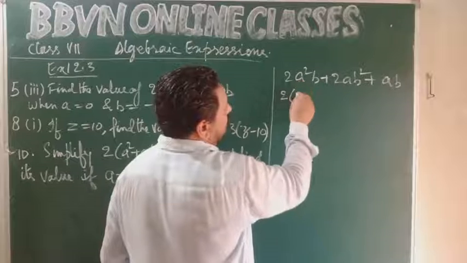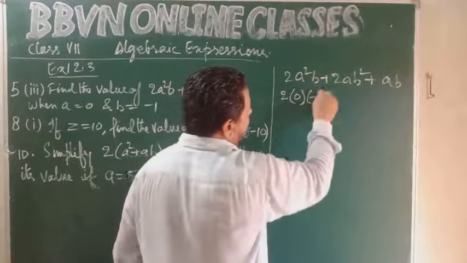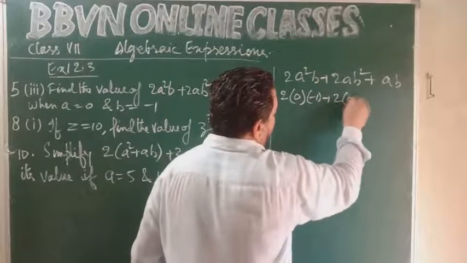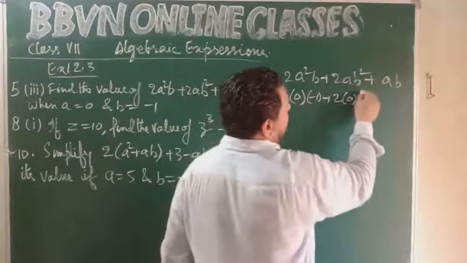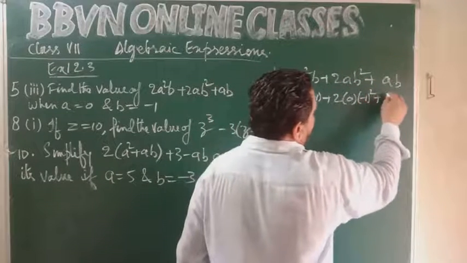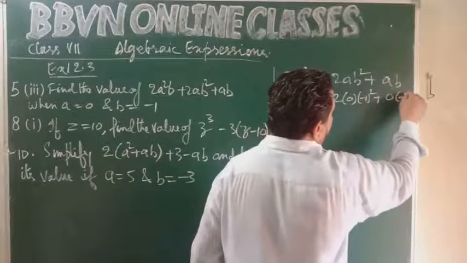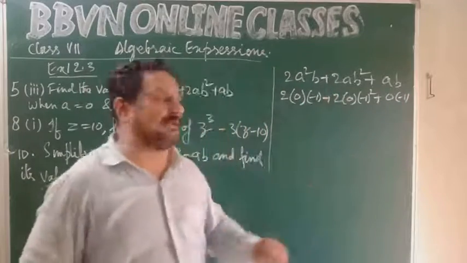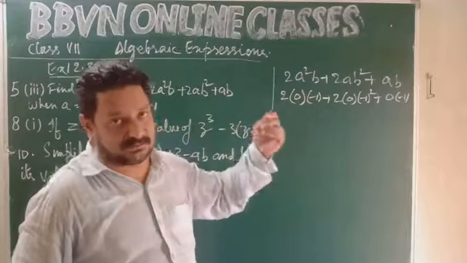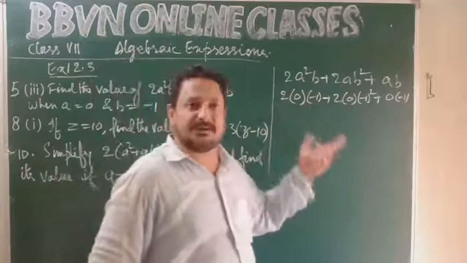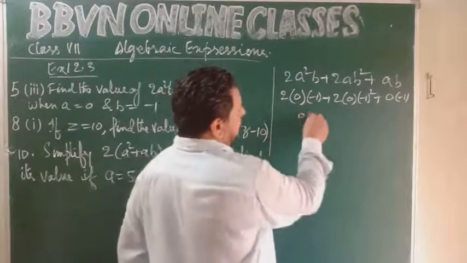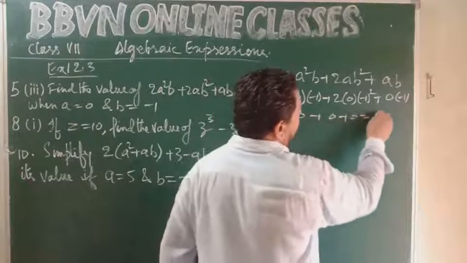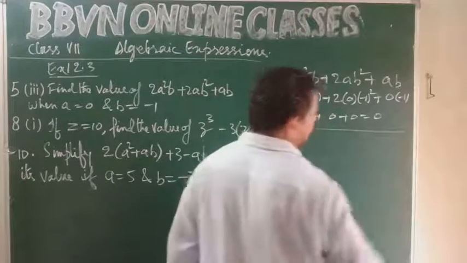2 into 0 square, 0, b is minus 1, plus 2 into a is 0, minus 1 square, plus a is 0, 0 multiplied by minus 1. Now, you don't have to continue the multiplication when you have 0 as one of the factors. So, 0 into anything, it's 0. So, 0 plus 0 plus 0, this turns out to be 0.